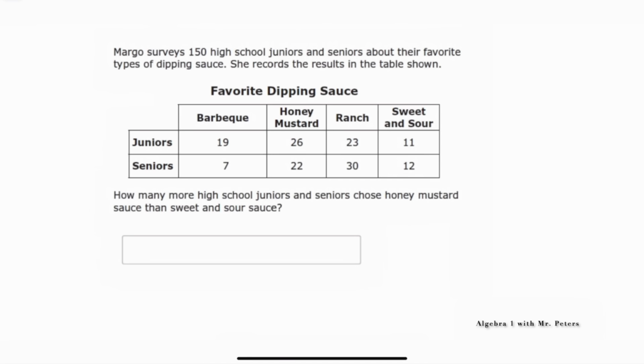And in these type of problems, it's good to know the amount of students which they tell us. But what we're focusing on is the total amount of students, juniors and seniors, that liked honey mustard. That was 48. Then we get over to sweet and sour. This was 23. And if they're just asking us how many more, this is just a simple subtraction problem, meaning that there was 25 more high school juniors and seniors that chose honey mustard sauce rather than the sweet and sour sauce.